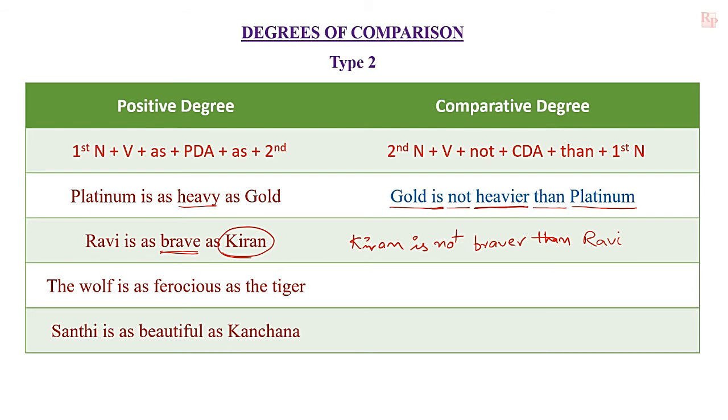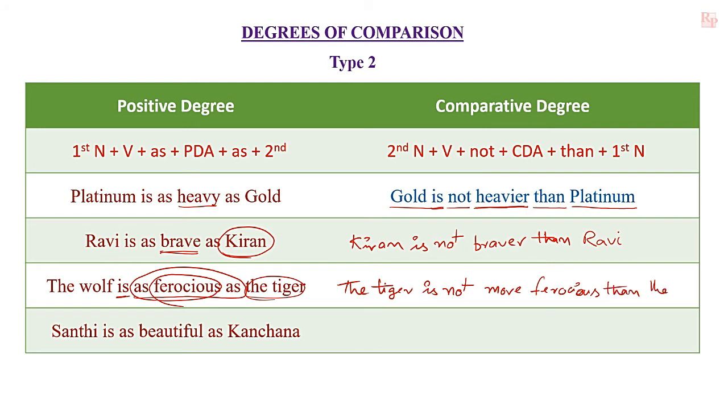Then look at the other sentence. The wolf is as ferocious as the tiger. Here take the tiger first. The tiger. The verb is, and not should be written. Here as ferocious as is mentioned. Ferocious is the adjective. It is a polysyllabic word, ferocious. That's why you should write more ferocious. The tiger is not more ferocious than the wolf. Than should be written. The wolf, the first noun, should be written at the end of the sentence.